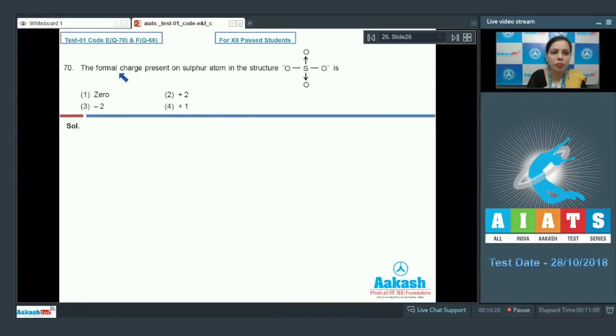Now we have the question number 70. The formal charge present on sulfur atom in the given structure is, and basically we are talking about the formal charge that is present on sulfur atom. And in this particular case, we can clearly see that we are talking about sulfur atom. It is covalently bonded with 2 oxygen atoms, while there are coordinate bond between sulfur and oxygen also.